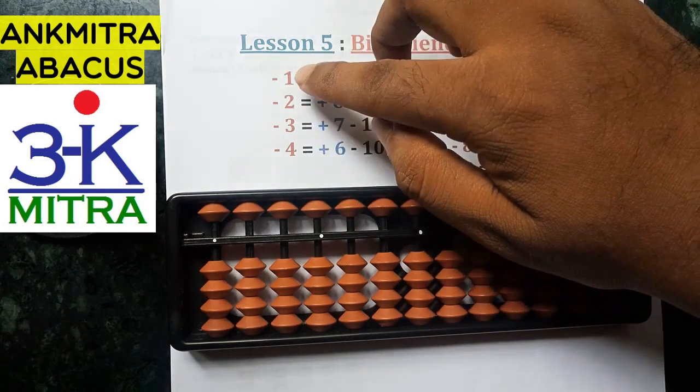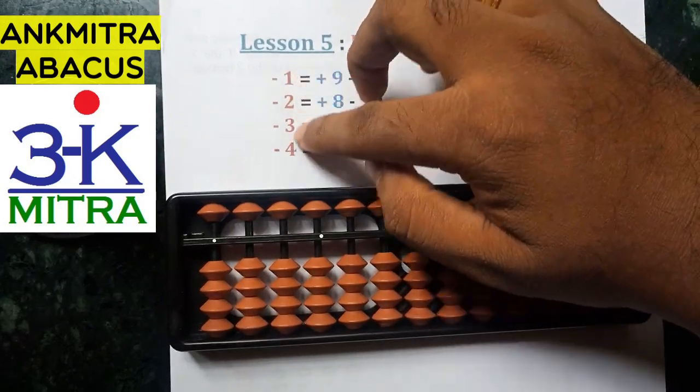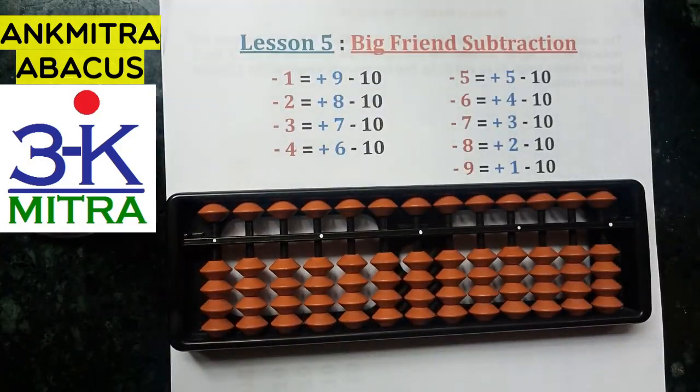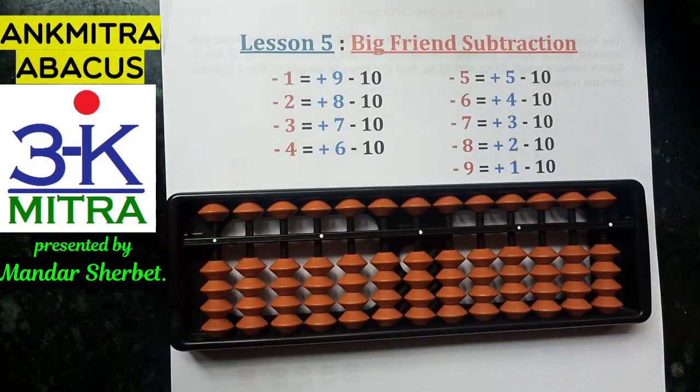For digits 1 to 4, all these digits have their own small friends. So the big friend subtraction is used only and only when the subtraction of these digits cannot be done with their respective small friend formulas. Let's take an example.